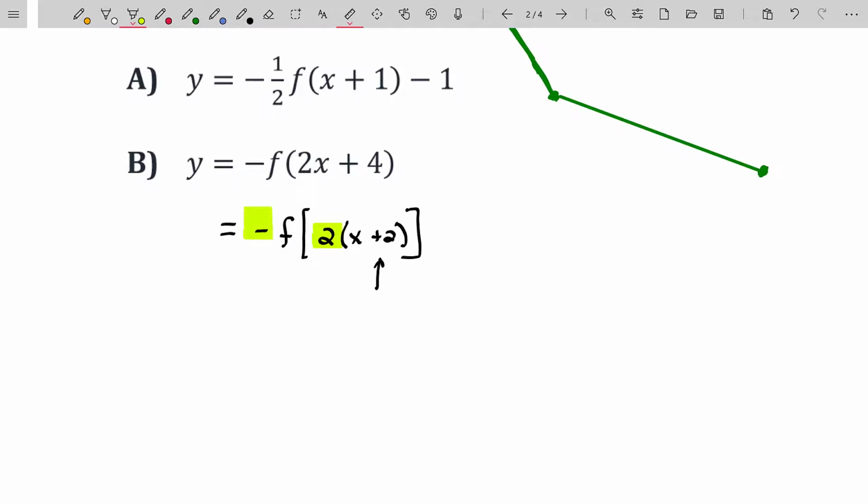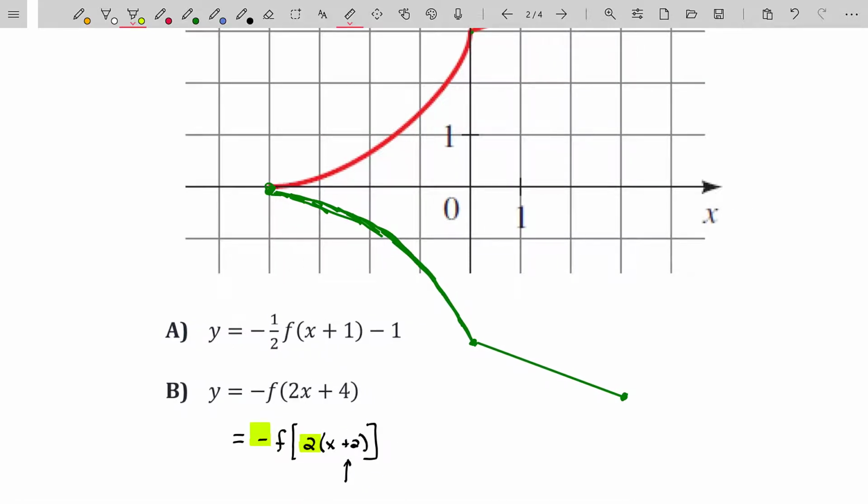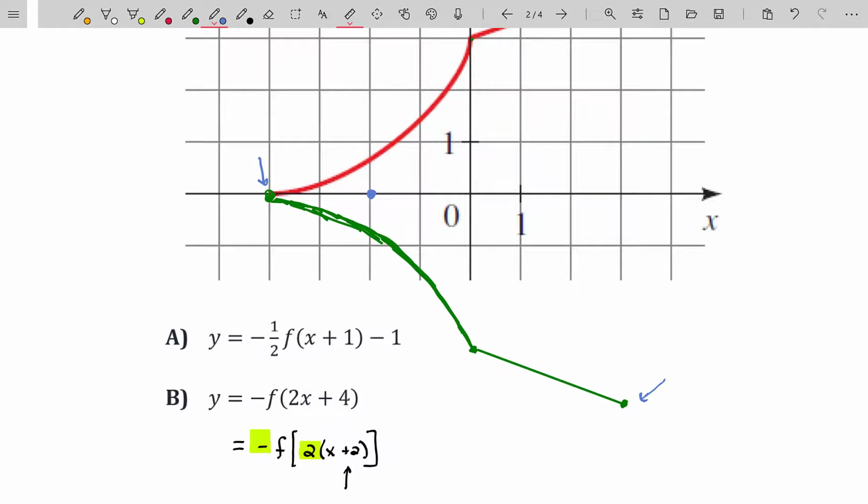Remember, the 2 compresses things horizontally by a factor of 1/2. So every x value you see in here will be 1/2 its original size. So for example, this green x value right here is going to start here now. It's getting squished to 1/2 the distance to the y-axis. And actually, that green dot, which was at x equals 3, is now going to be at x equals 3/2. Otherwise, everything else is pretty much the same.